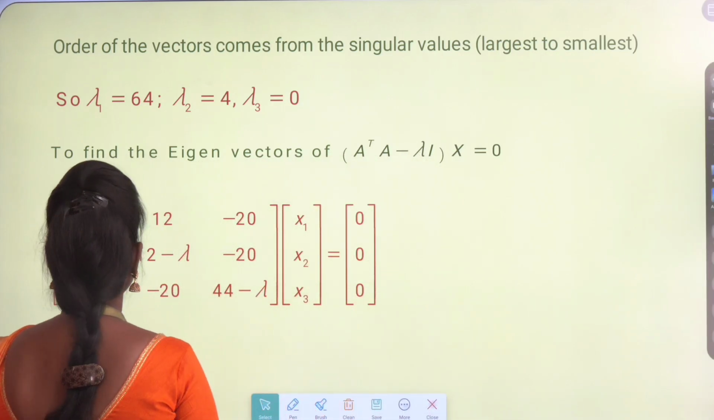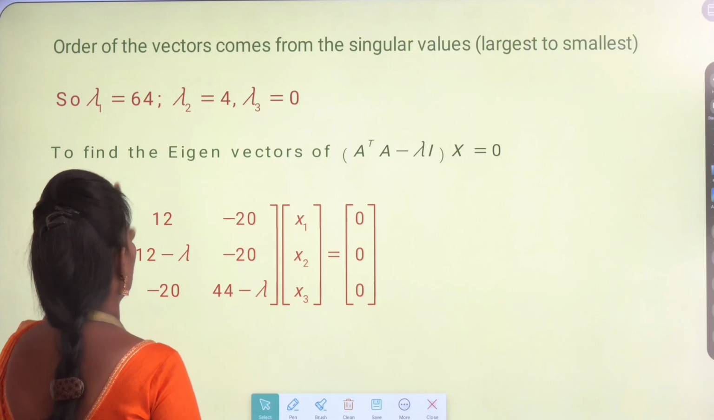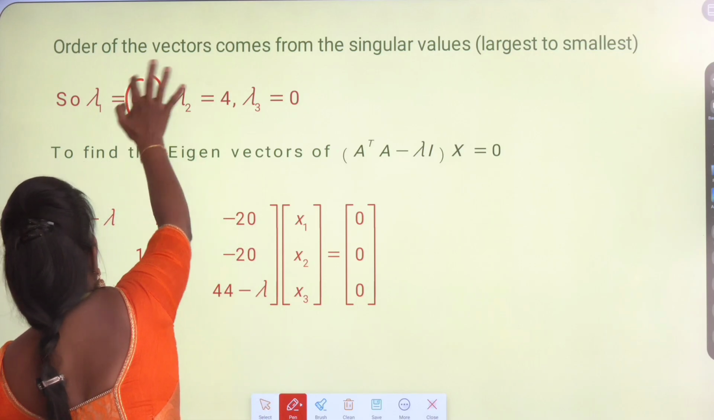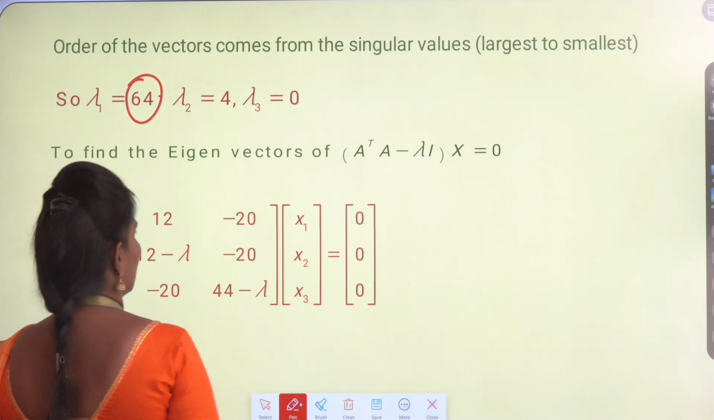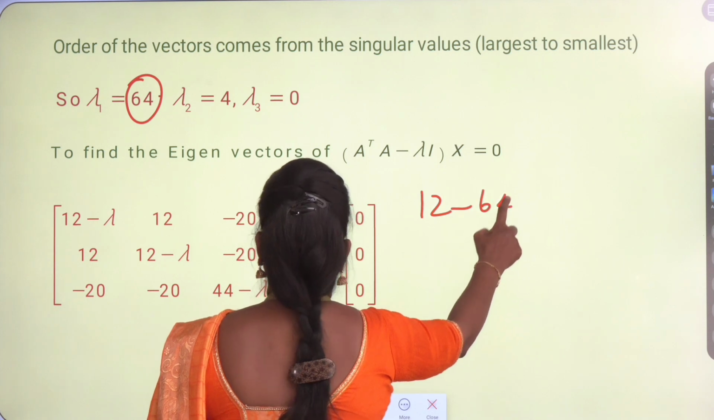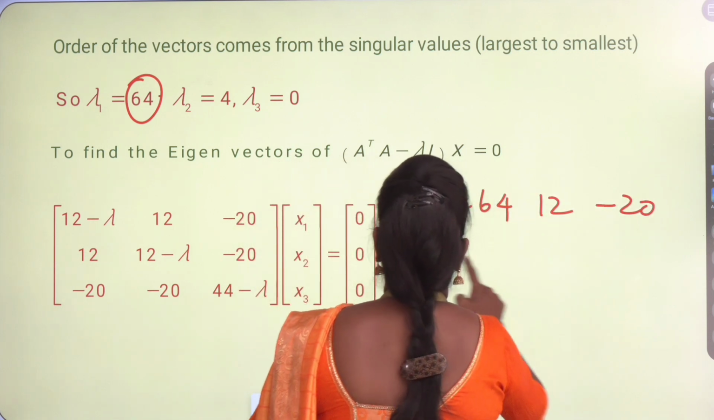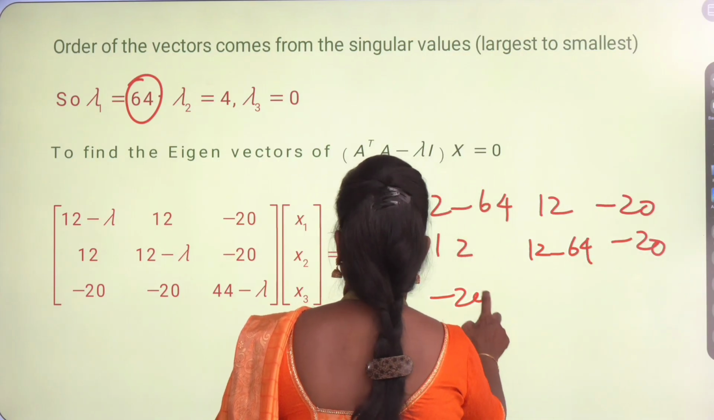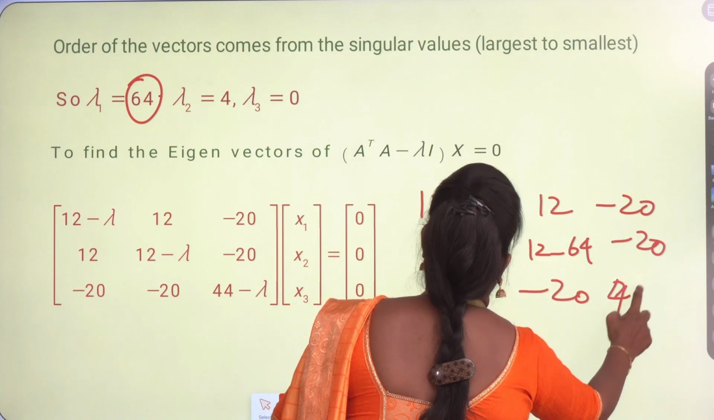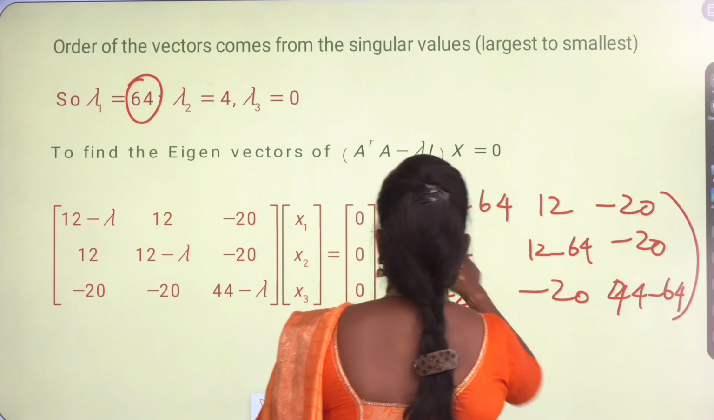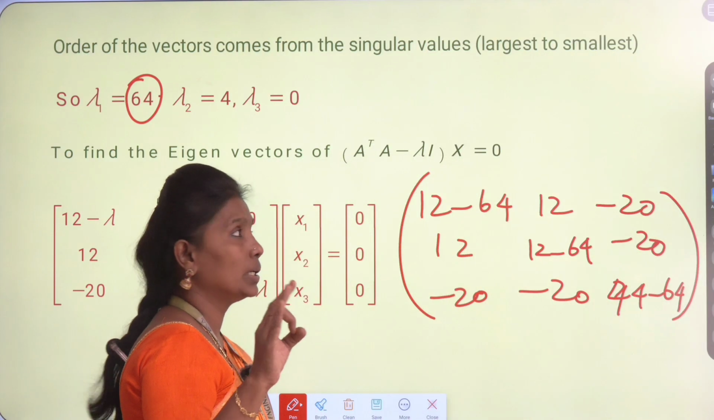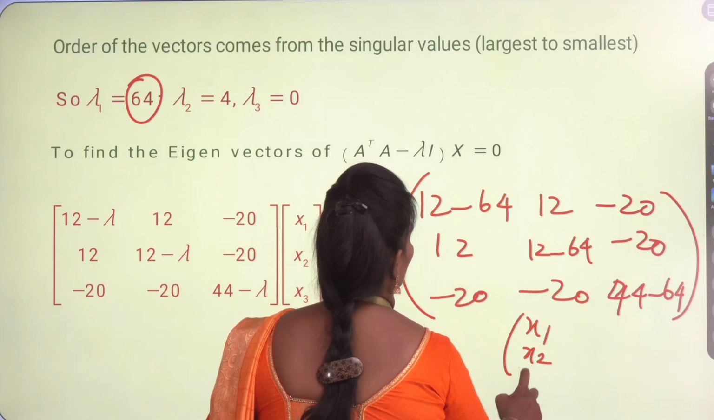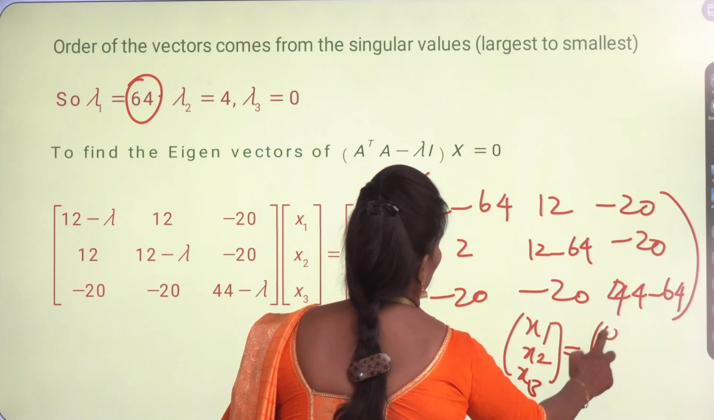See here. What is our lambda? Our first lambda is 64. We take this first lambda and use it here. So 12 minus 64, minus 20, minus 20, 44 minus 64. Then we take x, and since there are 3 eigenvalues, we take 3 components of the eigenvector: x1, x2, x3, equal to 0, 0, 0.